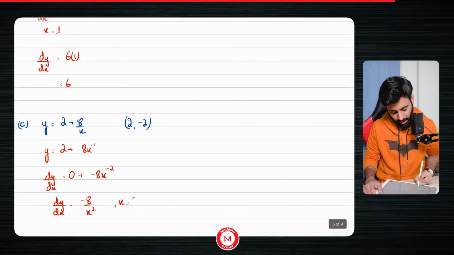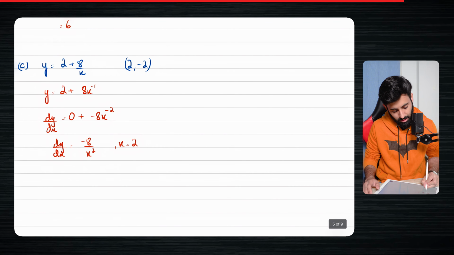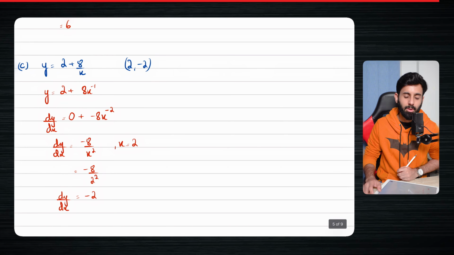Now, what's the value at which we wish to find dy by dx? That's x equal to 2. So we do minus 8 over 2 squared. So 2 squared is equal to 4. Minus 8 over 4 is equal to minus 2. So that means dy by dx is equal to minus 2.